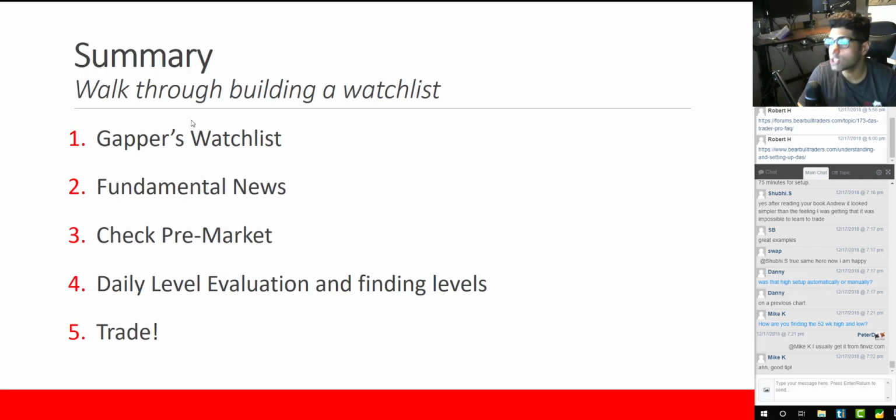So what we discussed so far, as a summary: how to actually build a watch list. We look at the gappers watch list. We look at the fundamental news. We check the pre-market. We look at the daily chart and find the trading levels. And the trade is the last piece. So we need all of this information.